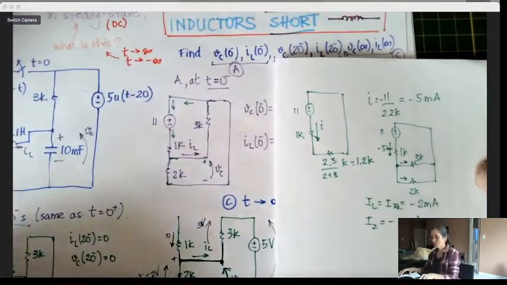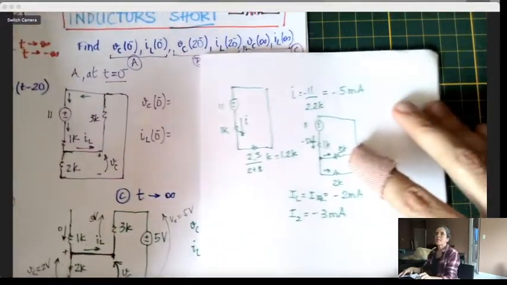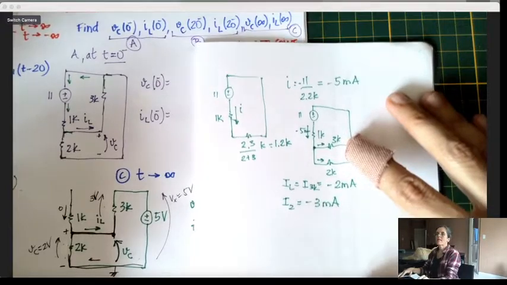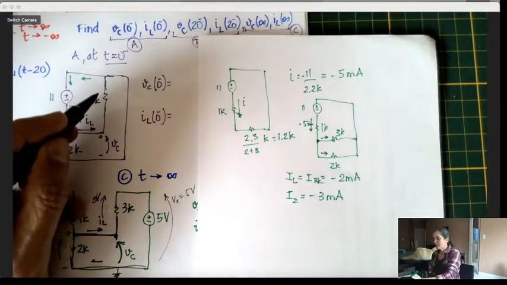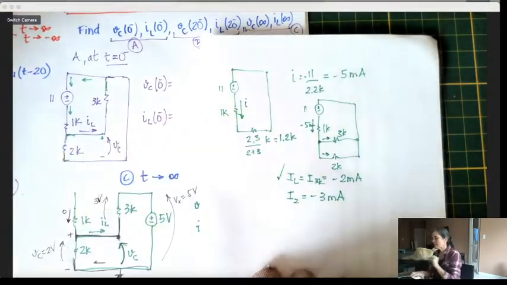Oh, it doesn't work. And so this IL here is the I3, I am done finding IL of 0 minus.